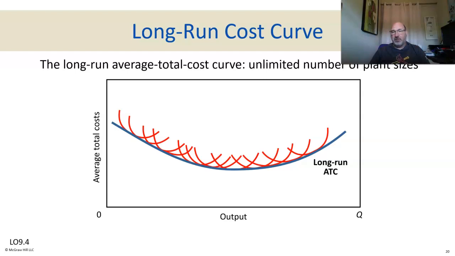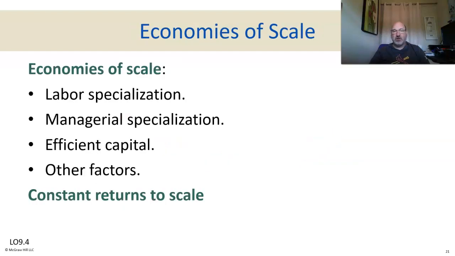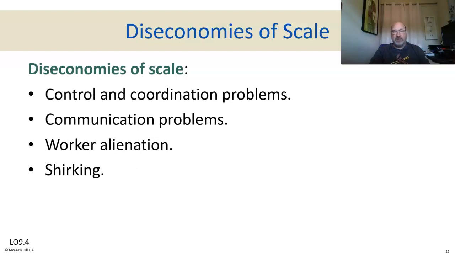You have an unlimited number of plant sizes, as it says there at the top, but you have to wonder whether you want to be at economies of scale, diseconomies of scale, or constant returns to scale. If you have economies of scale, we're dealing with some labor specialization. You've got managerial specialization. You have efficient capital and some other factors that work with you. Constant returns to scale, you have some of those things, but not all of those things. So some of them are working for you, some of them are working against you, and they're a drag, right?